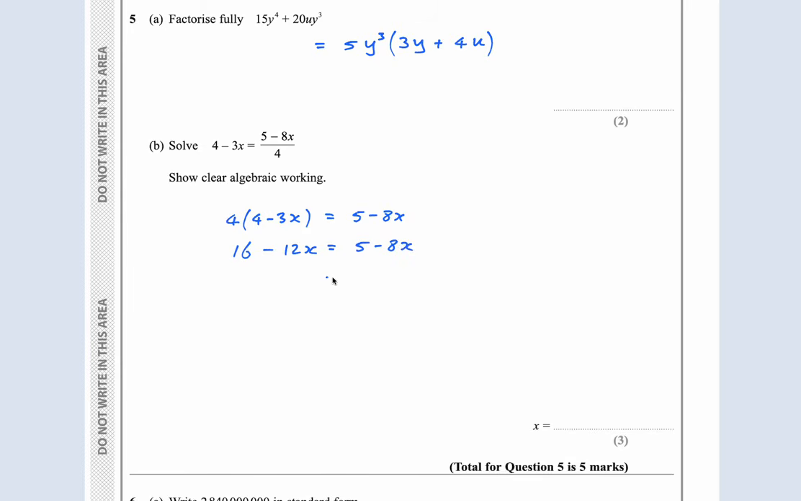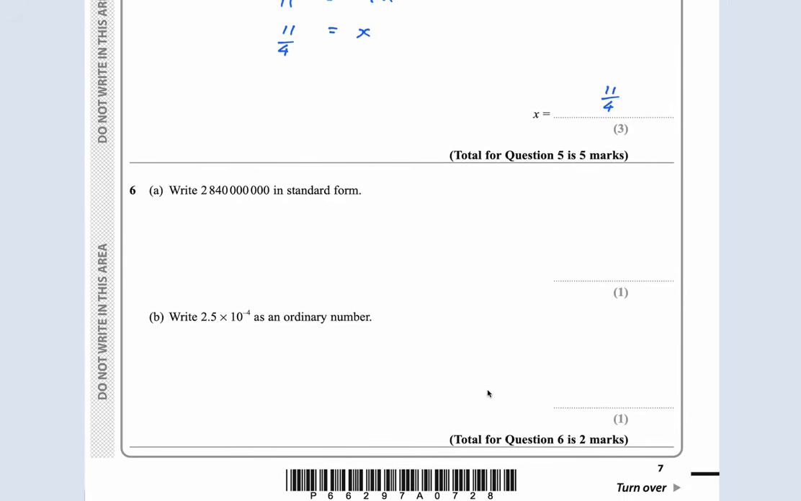I think I'm going to get my x's on the right because it'll work out a bit nicer because I won't have negatives. And my numbers on the left. So I'm going to subtract this 5 and I'm going to add the 12x over here. So it's minus 8x plus 12x. 16 minus 5 is 11. Minus 8x plus 12x is 4x. And then divide both sides by 4 and I get 11 over 4. And that is the answer, or 2.75 is also the same thing.